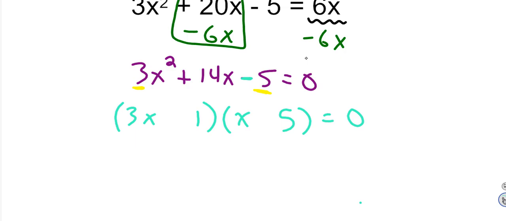But this plus 14 tells me I better put my plus here because then my outer times my outer gives me a positive 15x. We put my negative in here. My inner times my inner gives me a minus 1x. So that gives me a 14x.